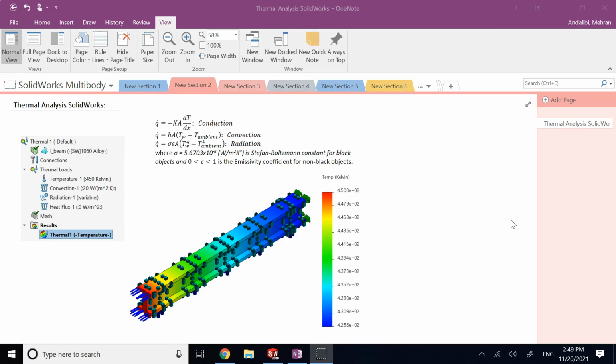Hello everyone. In this video, we are going to talk about thermal analysis in SolidWorks. So if you have an object like an I-beam, for example, and this part is subjected to thermal conditions, what we call thermal load, then definitely you can look at the temperature distribution within the part due to different modes of heat transfer and different thermal loads that are applied to the object.